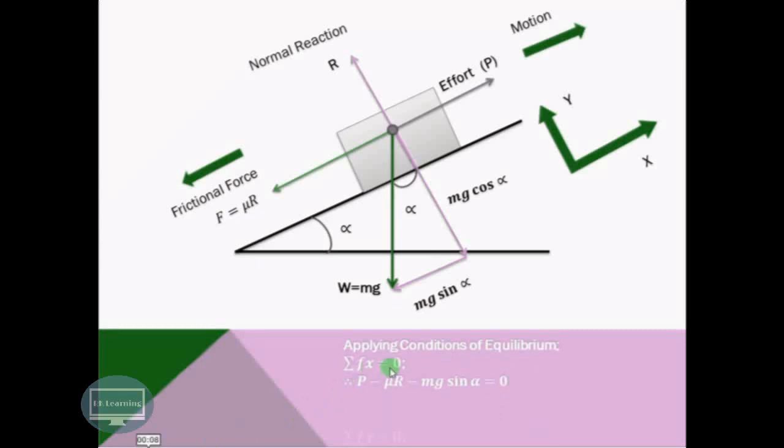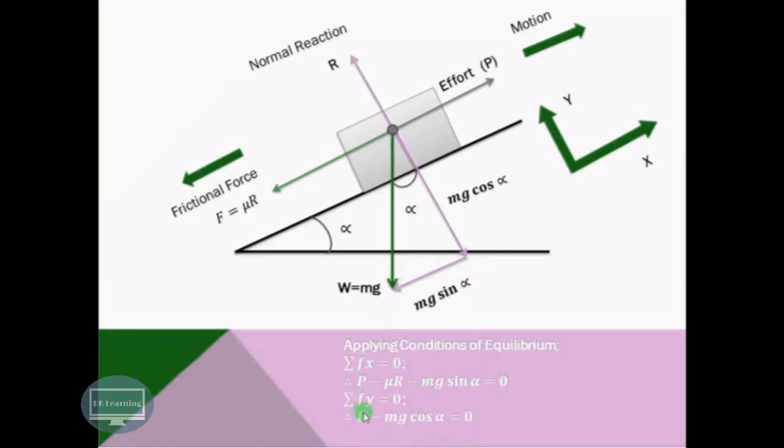Now the first condition is summation of Fx is equal to 0. So P is positive because it is along the positive x-axis, as we have already seen. Mu R is negative because it is along the negative x-axis, and mg sin alpha is also negative because it is also along the negative x-axis, and that is equal to 0.